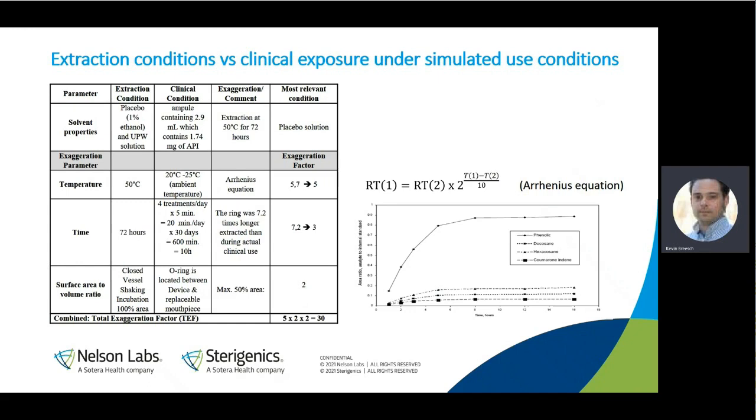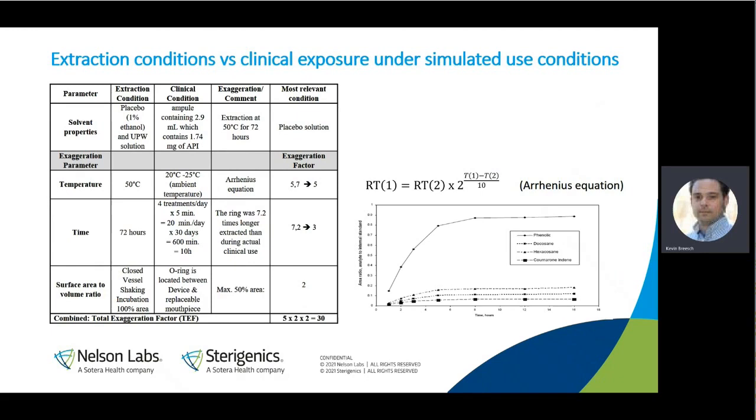And this mouthpiece and an O-ring needs to be replaced every 30 days. So in total, you could say there's 600 minutes of contact time, an equivalent to 10 hours. So you could say the ring was 7.2 times longer extracted than during actual clinical use. Now, we know that it's not a linear relationship between time and the amount extracted.